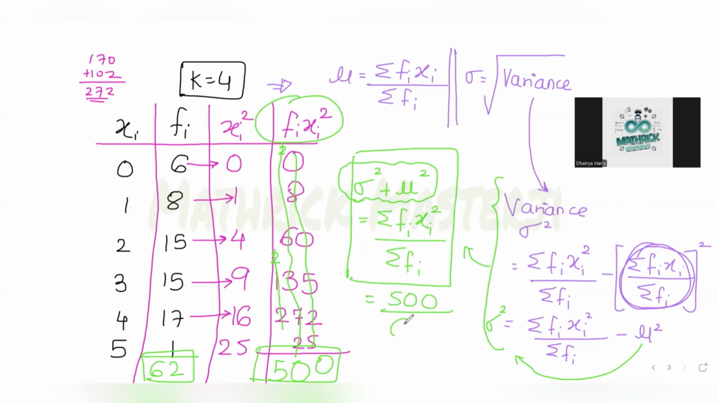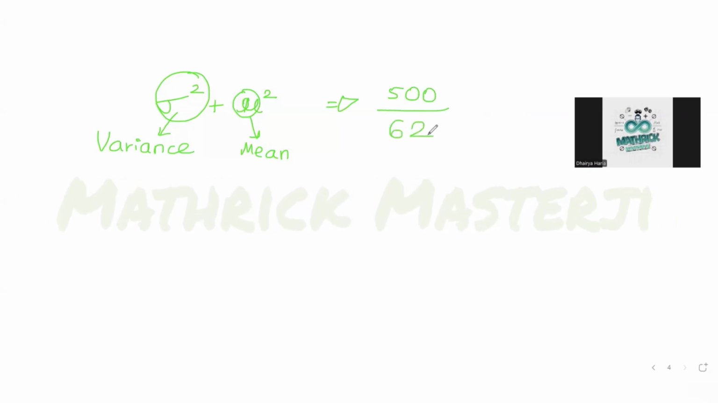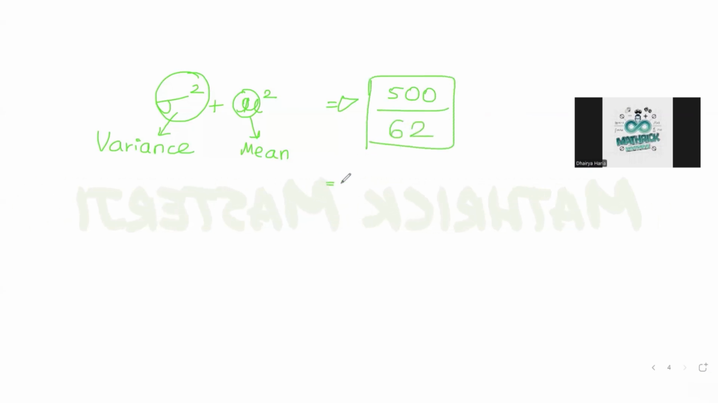Summation of fi is 62. So I get the variance, which is basically this entire sigma square, plus the mean squared. This part is the mean, so you're basically finding the square of the mean. The total is 500 over 62. And if I try to convert it into decimal form, I get this as 62 into 500.